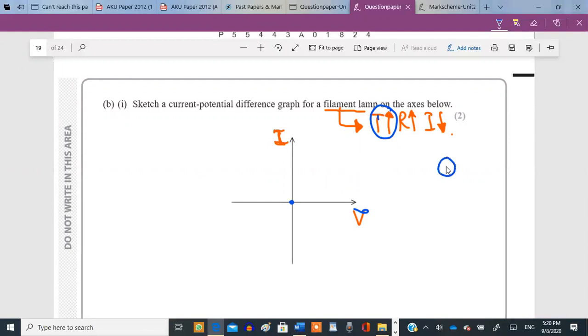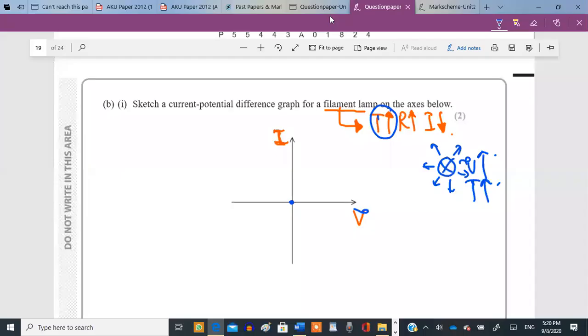Across a filament lamp, if we increase the voltage, its temperature will also start rising, right? Because of the light that it would emit, it would also have heat. The heat would cause the temperature to rise. Is that so?